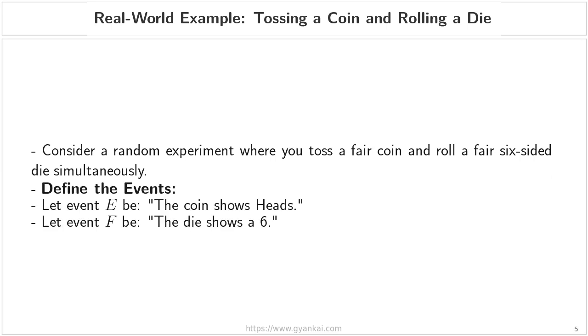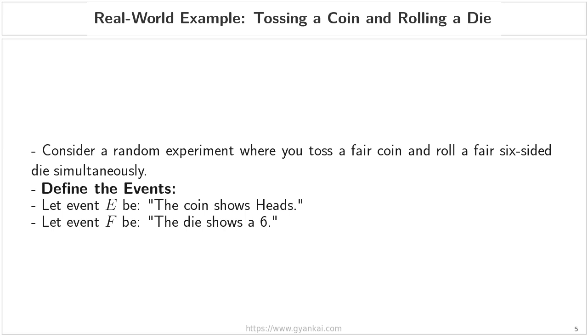To analyze this mathematically, we first need to clearly define our events. Let's assign the letter E to represent our first event, which is the coin landing on heads. Then, let's assign the letter F to represent our second event, which is the die landing on a 6. By defining these two specific outcomes, we can now begin to test whether the result of the coin toss has any influence on the result of the die roll.